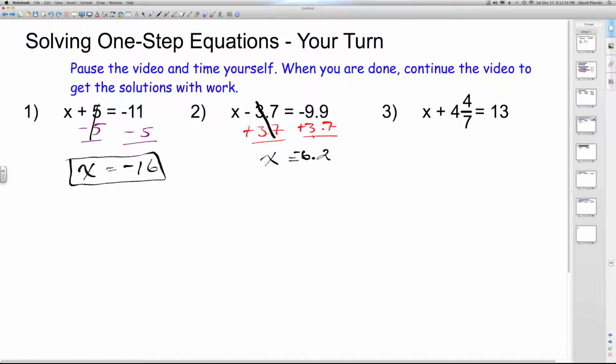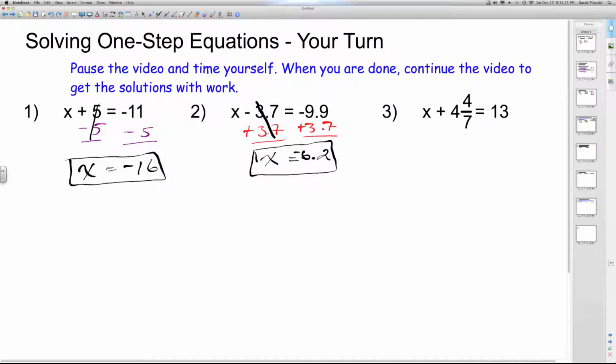The answer is going to be negative because the absolute value of negative 9.9 is greater than the absolute value of positive 3.7. So the solution here is x is equal to negative 6.2. That's the second problem you had to do. Are you 2 for 2?